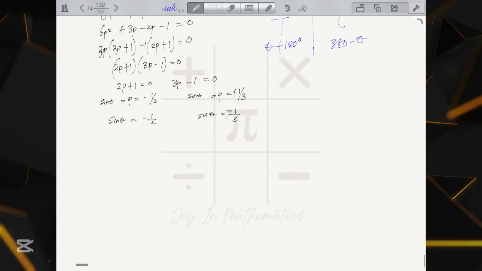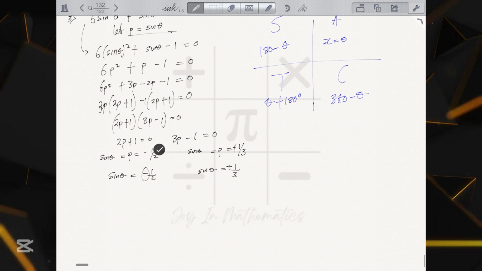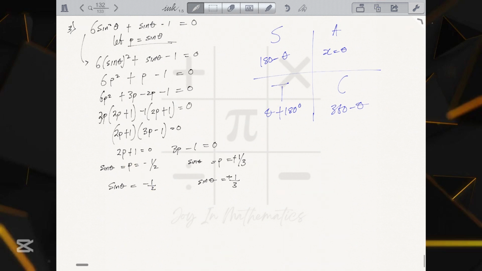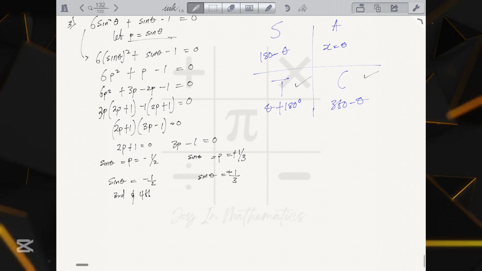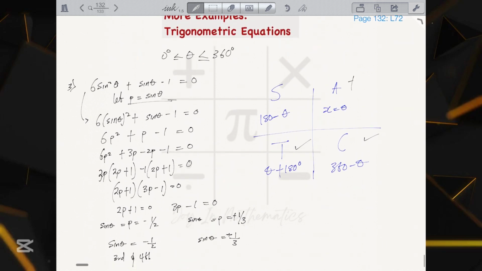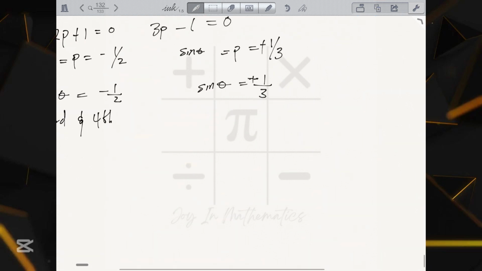So moving on, let's find the value of theta. What quadrant is it where sine theta is negative? Sine theta is negative in the third quadrant and in the fourth quadrant. And sine theta is positive in the first quadrant and also the second quadrant. With this, we can find the values of theta.